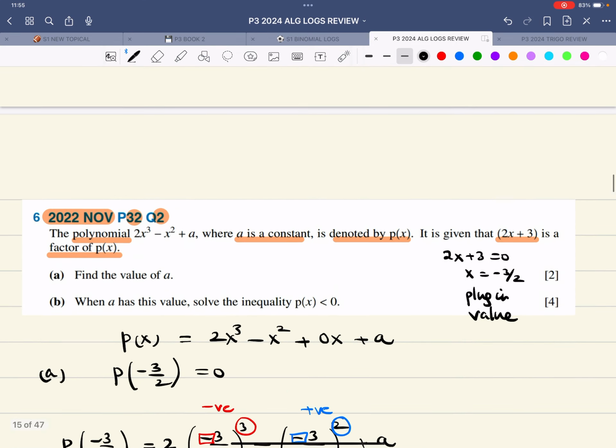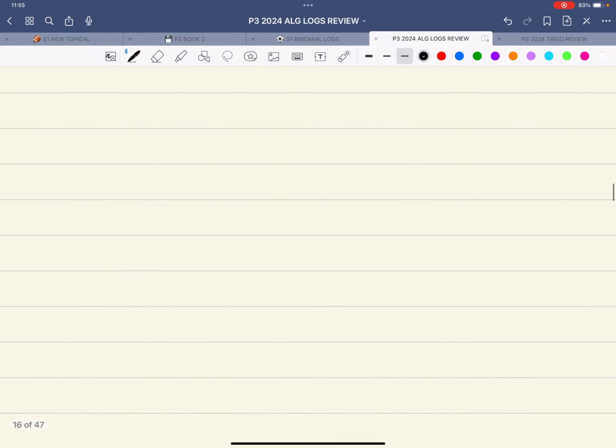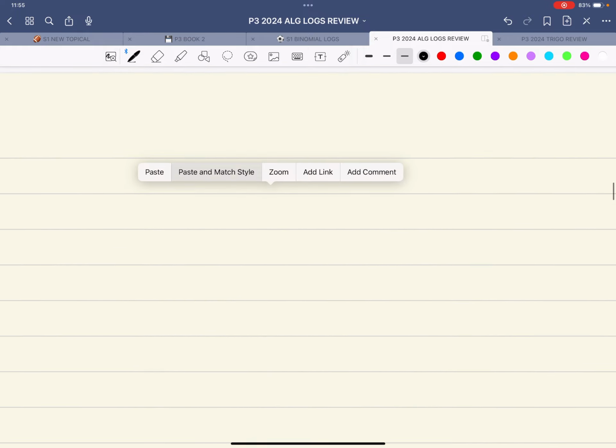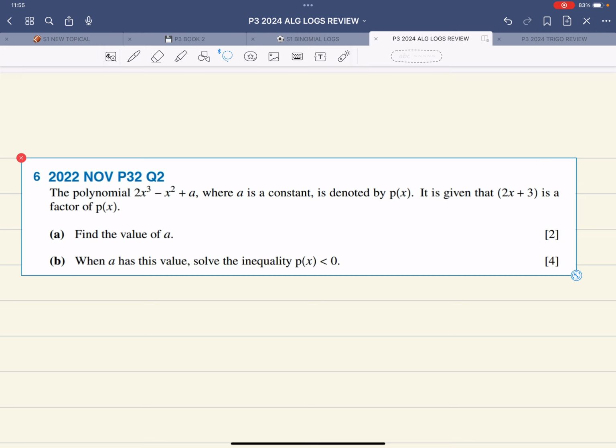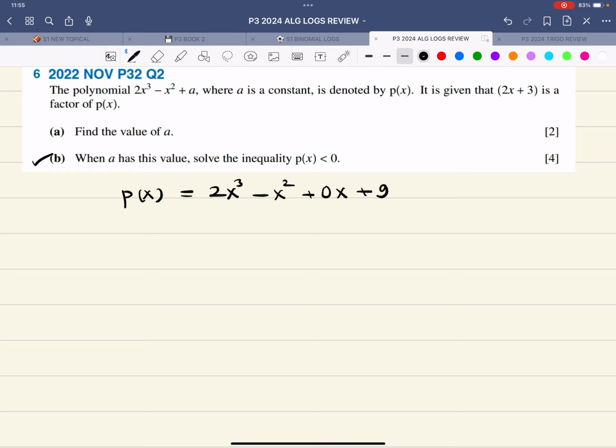Now, what exactly are they asking? Let me just copy this. I need more space. They are asking that when A has this value, so let me write Px again for part B. Px is 2x cubed minus x squared plus 0x plus 9. When A has this value, solve this inequality.